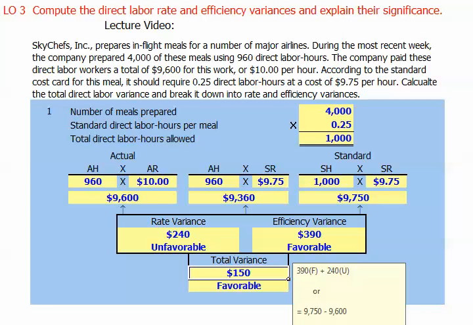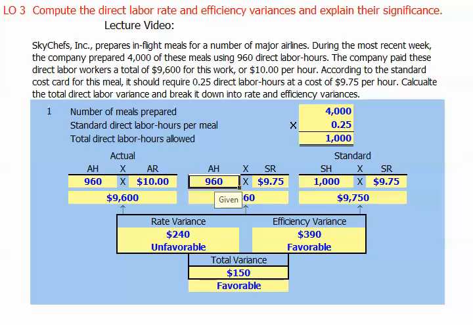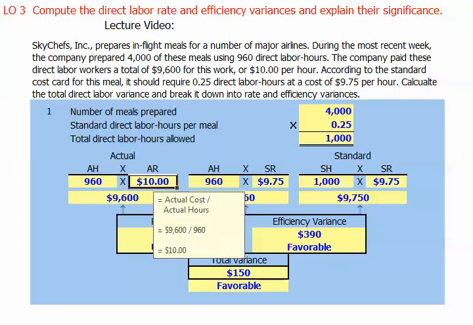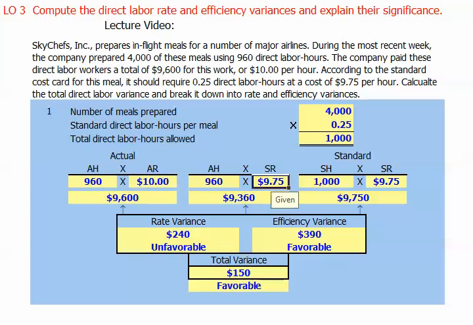In our particular case, notice our actual hours was less than our standard hours, so our employees worked more efficiently than expected. This could have been because by offering a higher labor rate, $10 was what we actually paid our employees versus our budgeted or standard amount of $9.75, we were able to attract more skilled and efficient or more motivated workers.